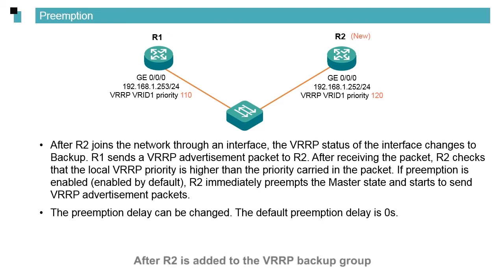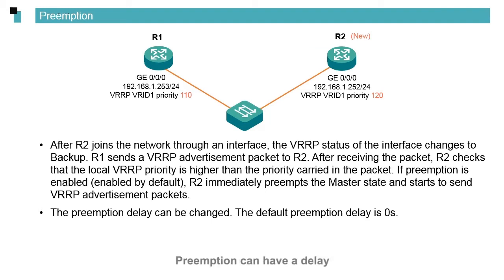After R2 is added to the VRRP backup group, R2 receives VRRP advertisement packets periodically sent by R1. These packets contain R1's priority. When R2 learns that its priority is higher than the priority of R1, R2 initiates VRRP preemption. R1 then does not send VRRP advertisement packets to R2, implementing a smooth VRRP switchover.